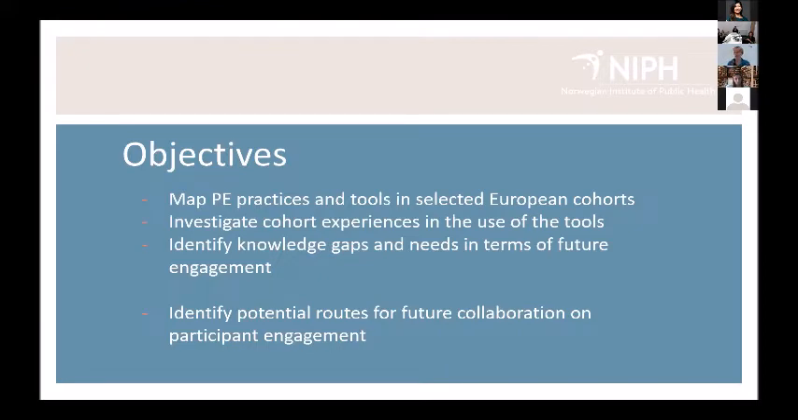And I think we've already discussed quite a few during these two sessions. And an indirect objective is also to identify potential routes for future collaboration on participant engagement. So I really hope that having these conversations now during this workshop is a way to break the ice and enable our cohorts to talk together in the future.